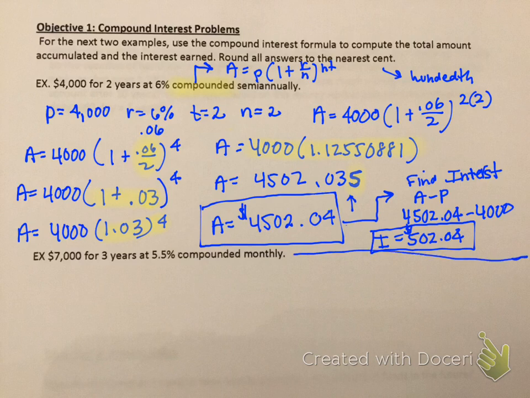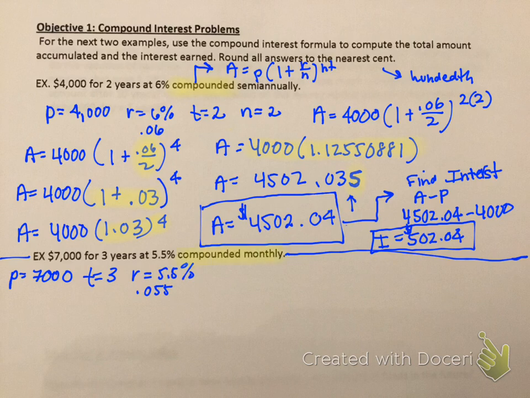Okay. All right. So let's go ahead and look at the next example. $7,000 for 3 years at 5.5% compounded monthly. So we're going to write down what we have. P equals 7,000. Time is 3 years. The interest rate is 5.5%. Got to change that to a decimal, so 0.055.